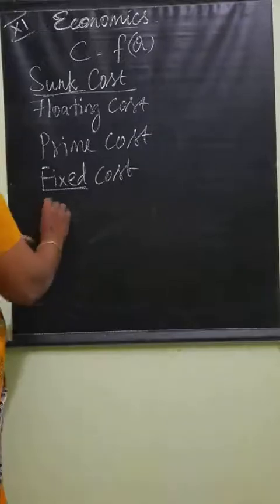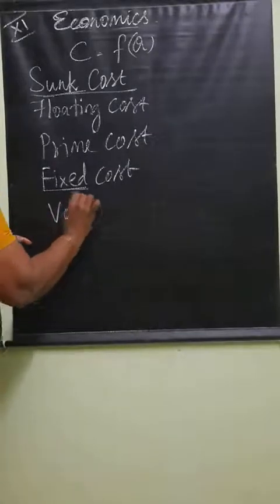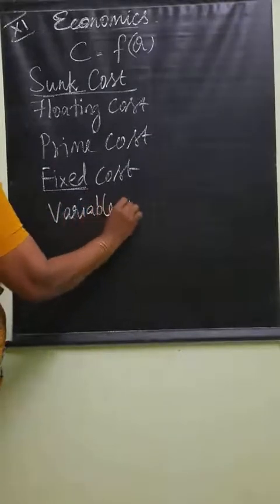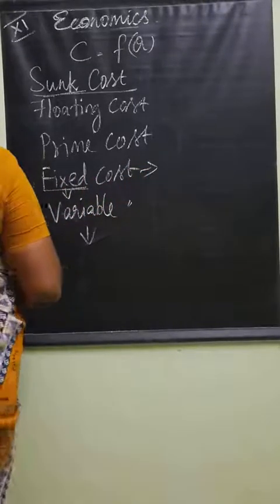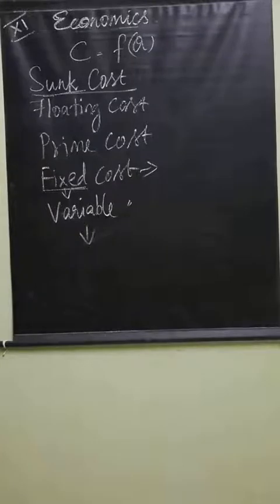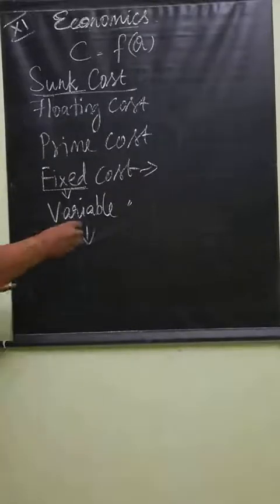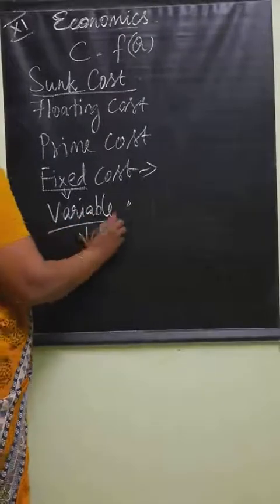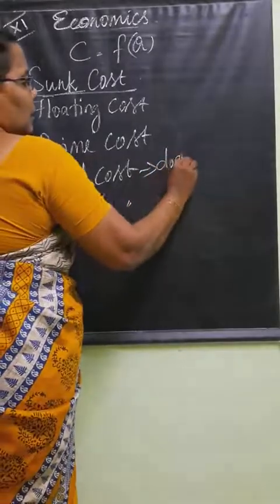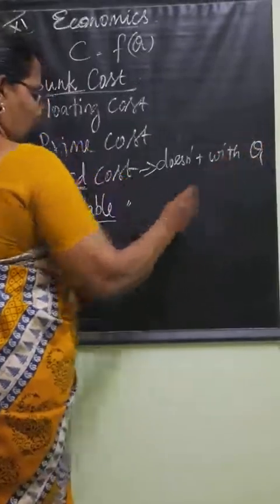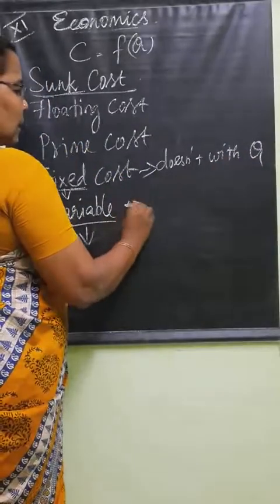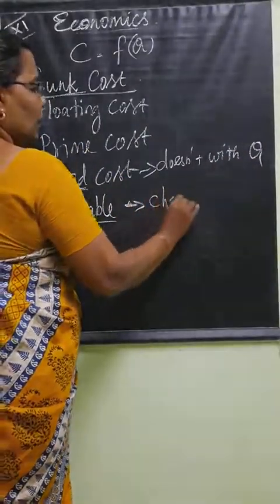And the next one is variable cost. Fixed does not change. Variable changes. Variable means it changes. So the cost will change based on the output.